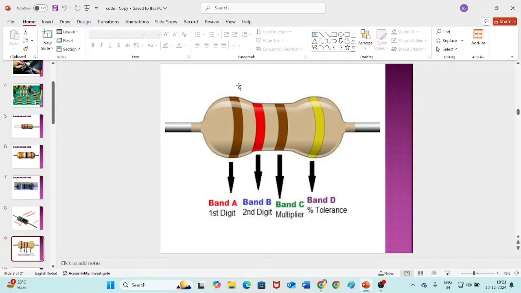You must start reading the color from left to right, and you must end at the right side. If you start from the left side, this is our first band. You can call it band A. The first band is band A, the second one is band B, the third one is band C, and the fourth one is band D.